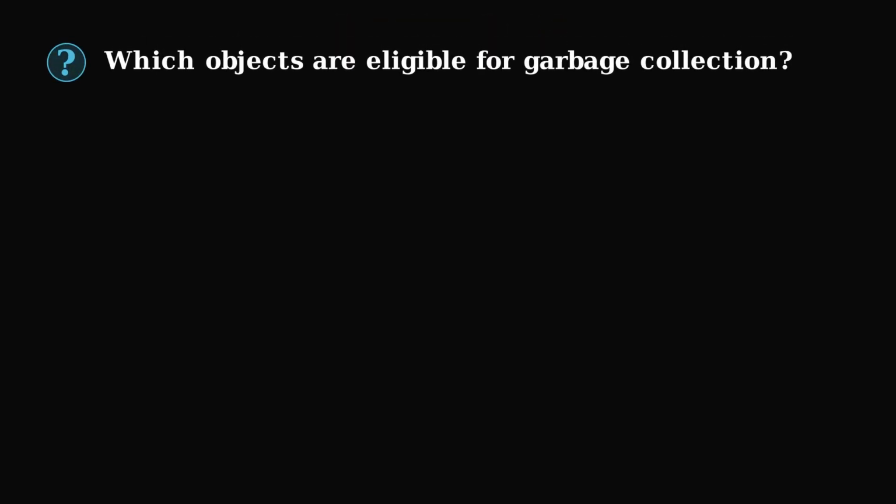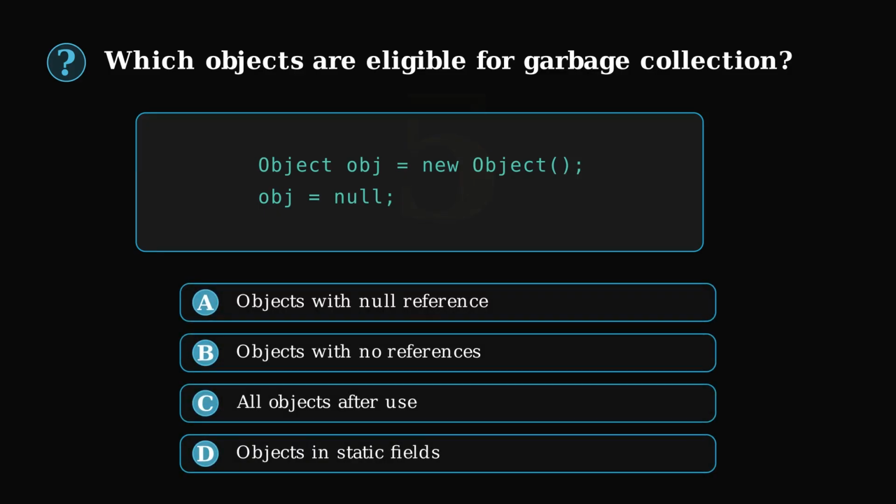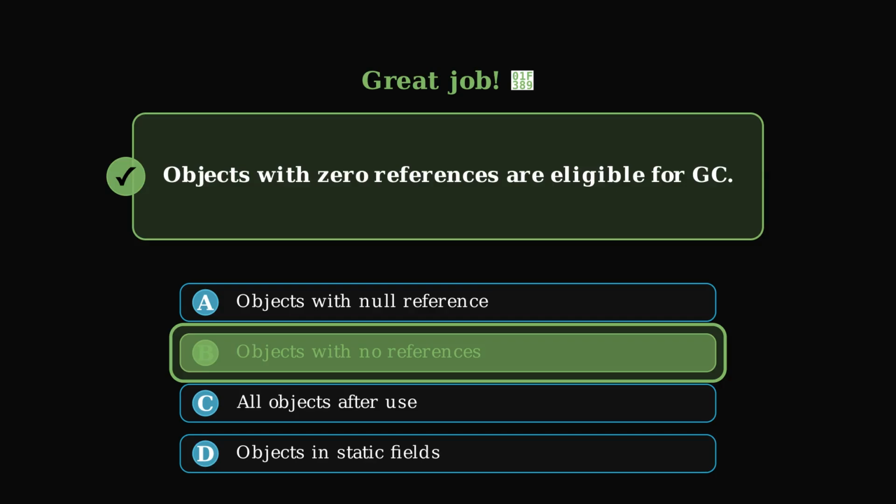Which objects are eligible for garbage collection? Which one is correct? The correct answer is objects with 0 references are eligible for GC.